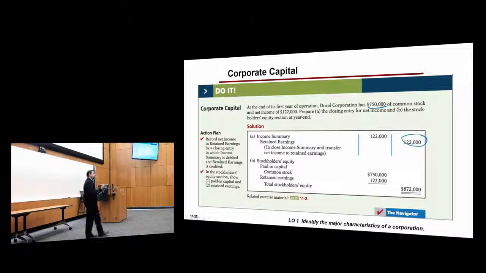You have net income, you close net income to retained earnings. Once you close net income to retained earnings, this amount will go on the balance sheet under retained earnings. Then you look at the paid-in capital. We could have had, for example, preferred stock as well. You list all the investments made by shareholders. It could be common stock, preferred stock, or paid-in capital in excess of par value. Any questions?